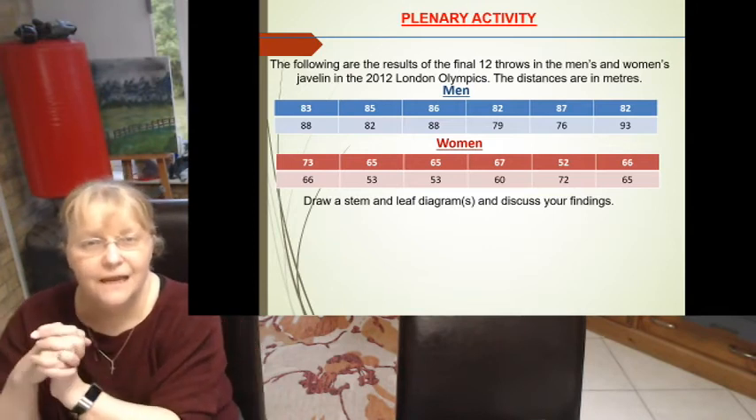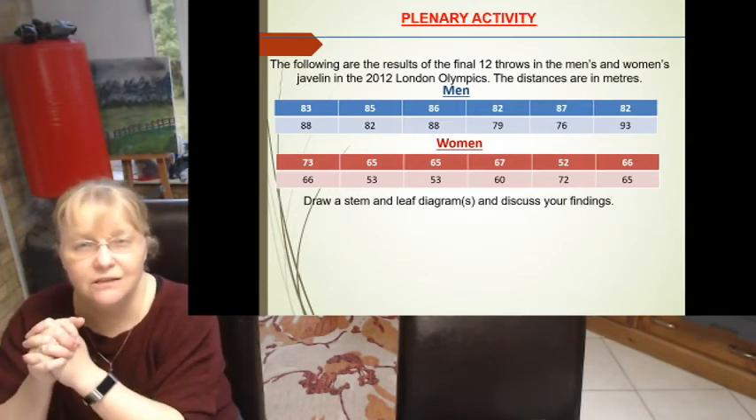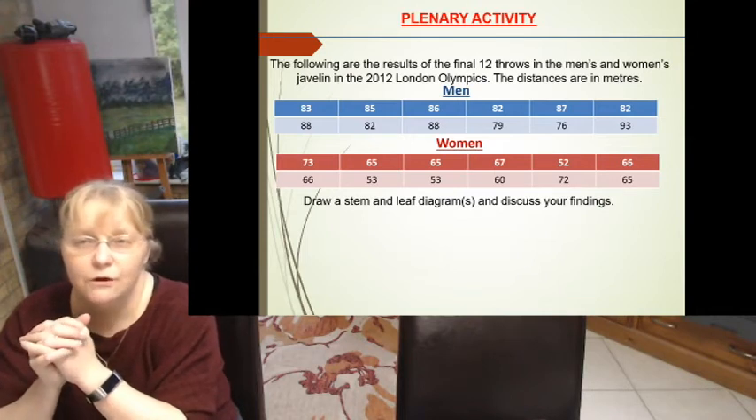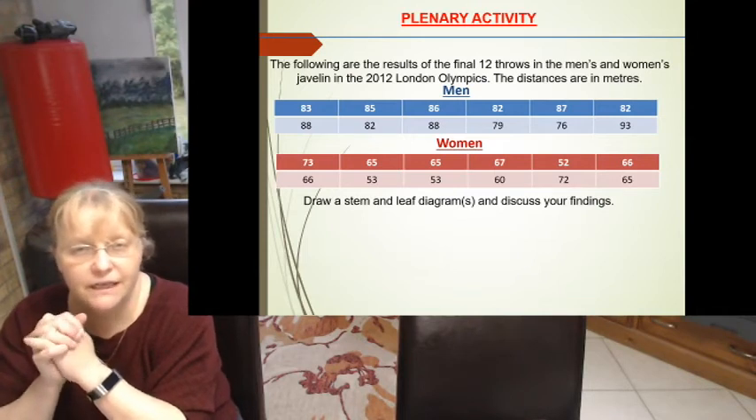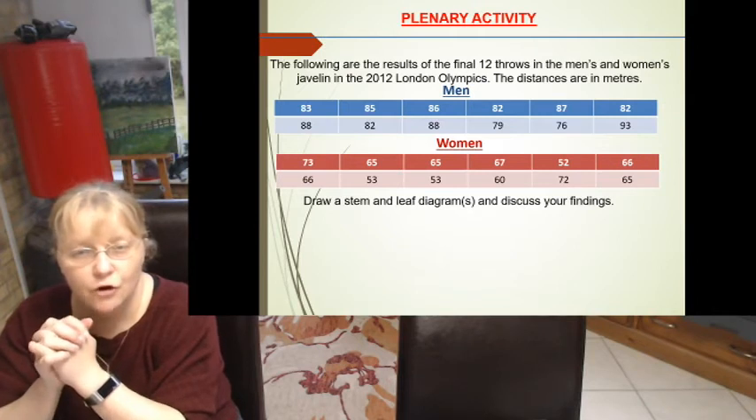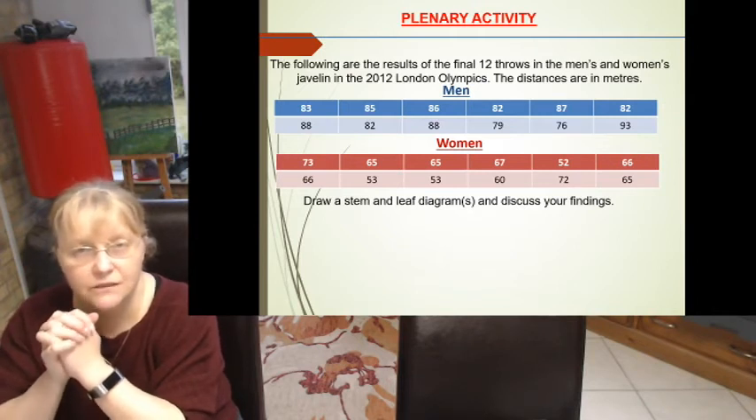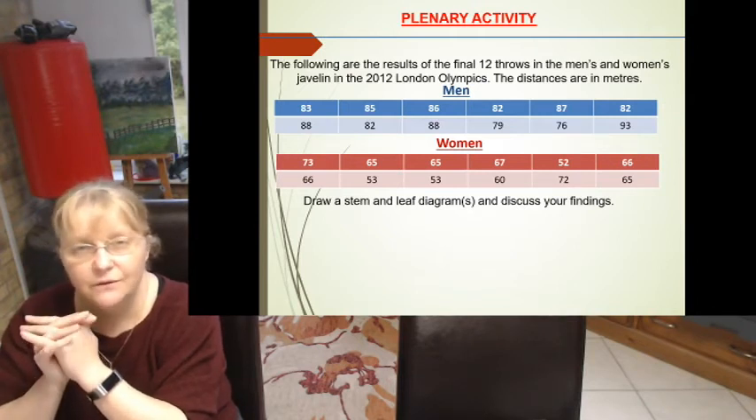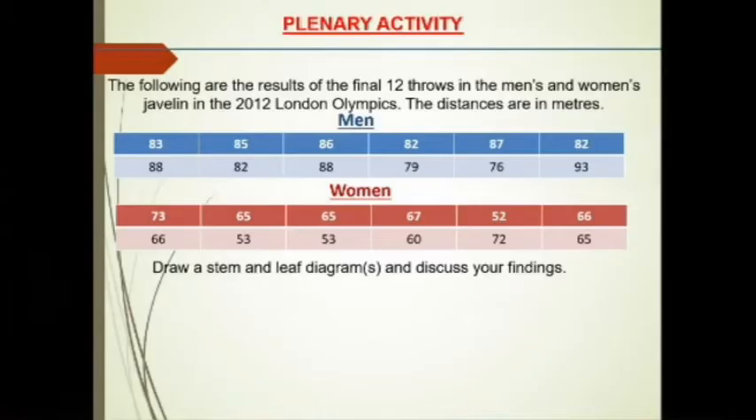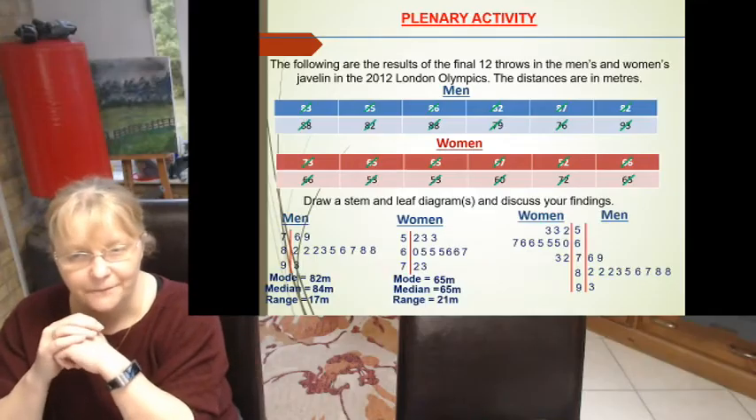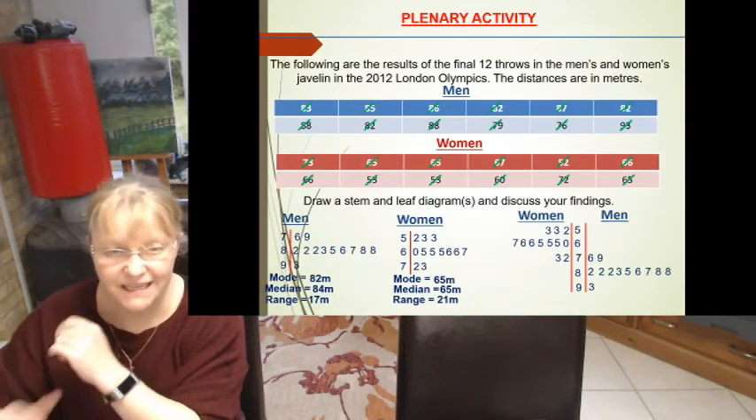So let's just check. The following are the results of the final 12 throws of the men's and women's javelin in 2012. Draw a stem and leaf diagram and discuss your findings. So stop now and have a go. Okay, hopefully you came up with this answer.